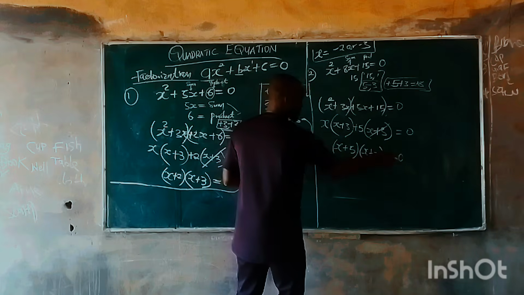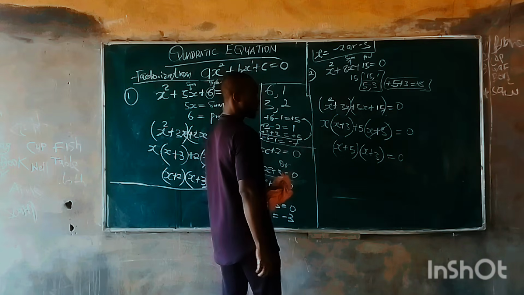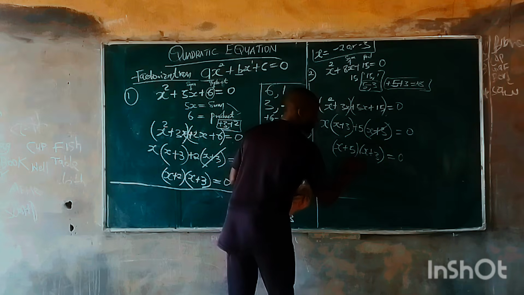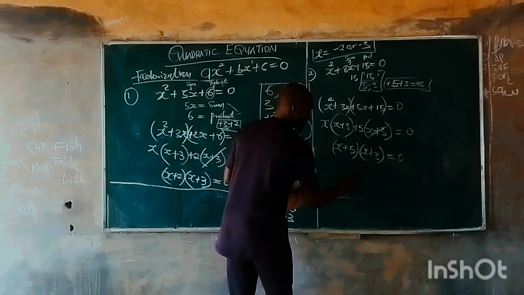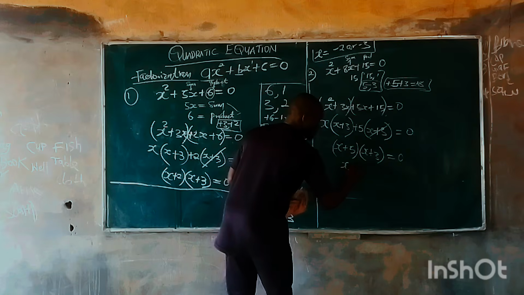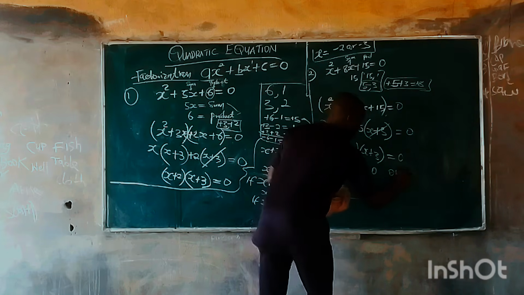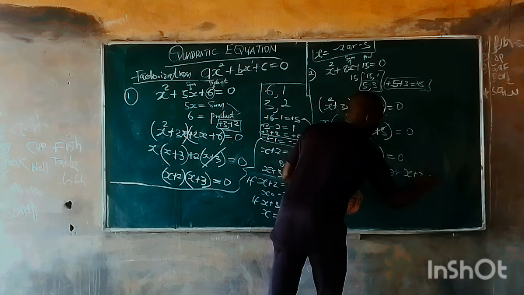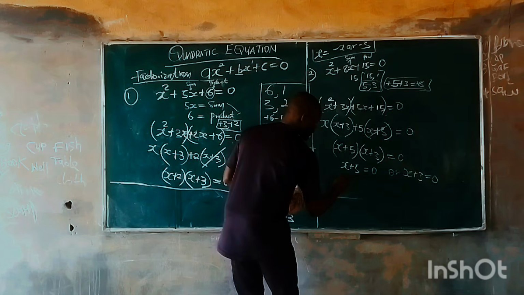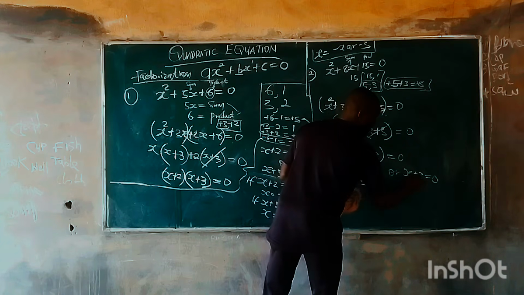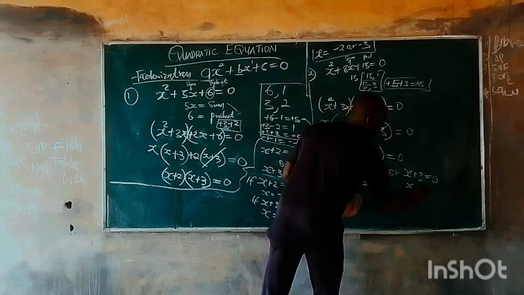Now two brackets are equated to 0. What is the value of x? Now you see, since both of them are equated to 0, either one of them must be equal to 0. We have x plus 5 is equal to 0, or x plus 3 is equal to 0. So if x plus 5 is equal to 0, x is equal to minus 5. If x plus 3 is equal to 0, x is equal to minus 3.